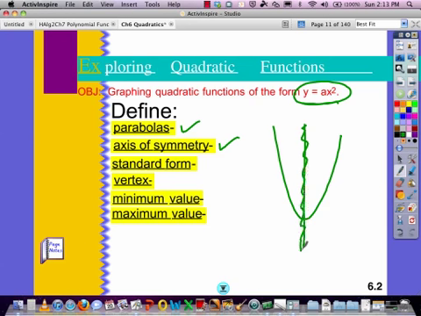Standard form we've already discussed in the previous section. The vertex of a parabola really should only be one. The vertex is that high or low point, which is referred to as the maximum value or the minimum value, the max point or the min point. So in this example, I would have a minimum point, the lowest point, which has the lowest y value on our graph.